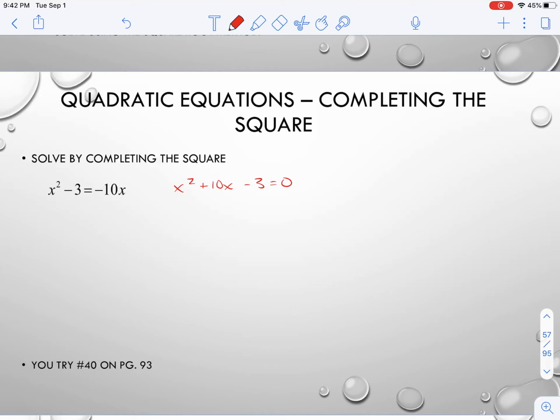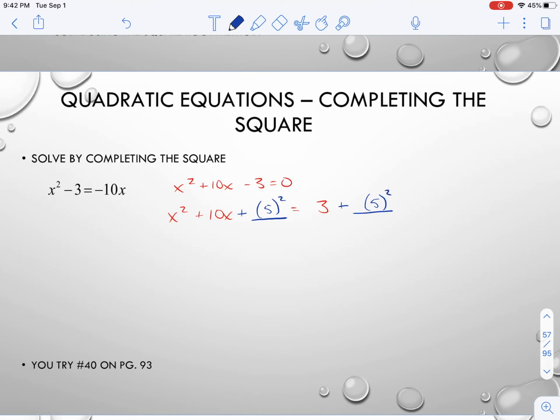I'm going to take that 3 and move it over to the right. So I have x squared plus 10x equals positive 3. I'm leaving myself a little bit of room here, and I'm going to put plus a blank on both sides. I'm going to take 1/2 of my b term. A is 1, so I don't have to divide anything. So 1/2 of 10 is positive 5, and I'm going to square it. I want to add that to both sides.